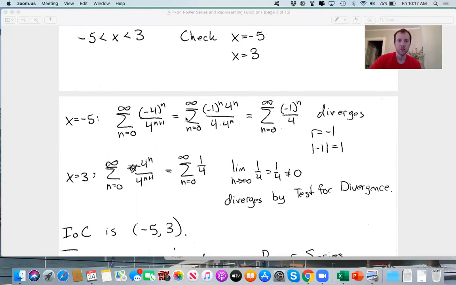Questions about this problem? Of how we find these intervals and radii of convergence.